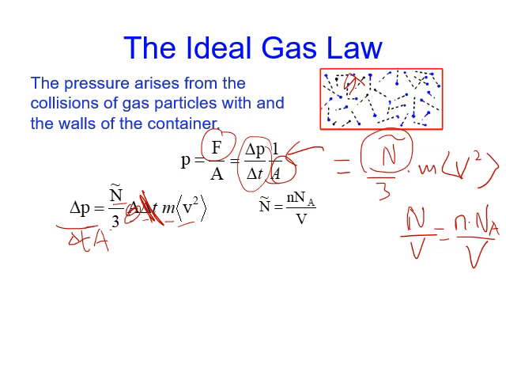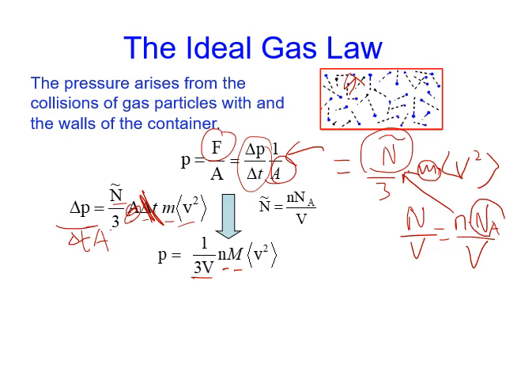All right, so plug in here. What we have is 1/3 times 1/V times number of moles times molar mass. Why molar mass? This is the mass of one molecule, and this is Avogadro's number. When they multiply, you get molar mass. And then mean square speed. Okay, so what is mean square speed?